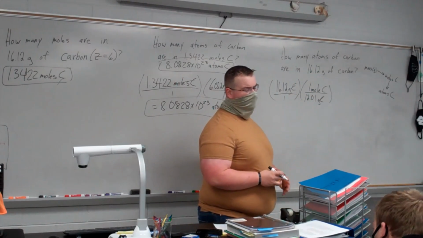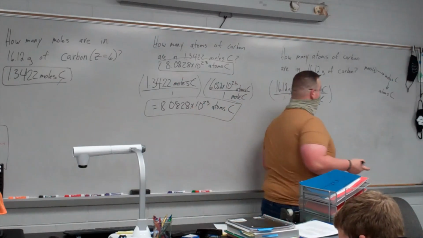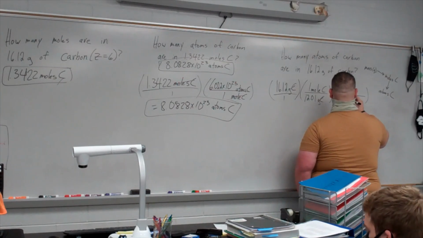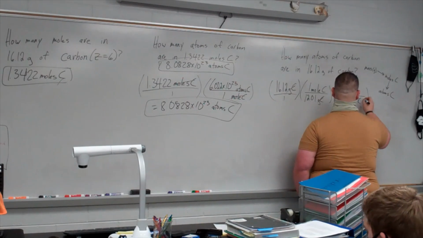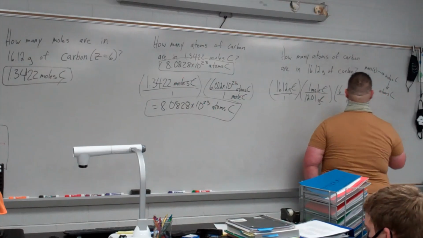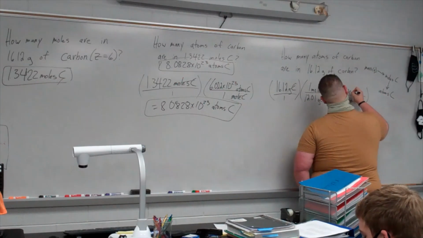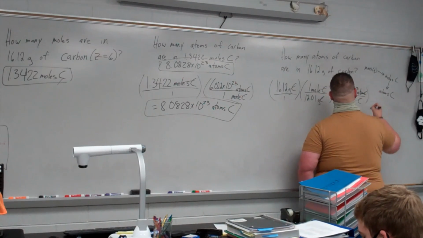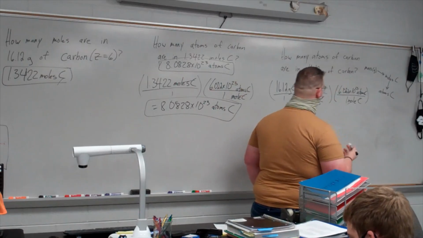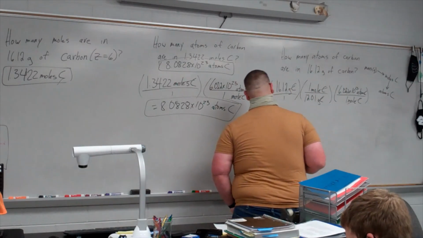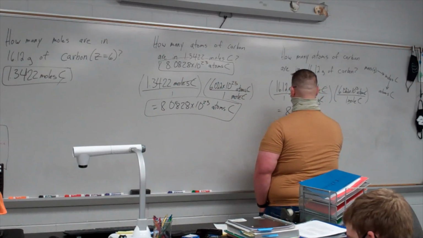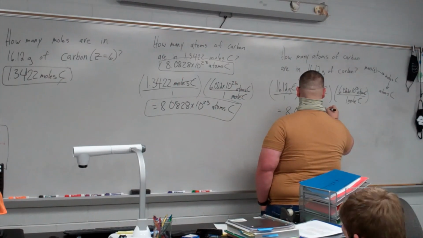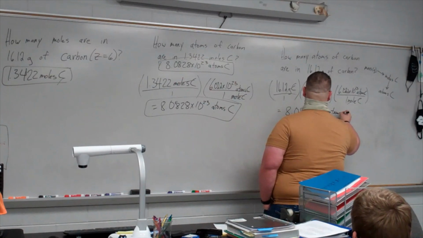Now I got to get from moles to atoms. So I set up another conversion factor. I need moles of carbon to cancel. Moles of carbon goes on the bottom. It cancels them out. I need atoms. So 6.022 times 10 to the 23rd atoms of carbon go on top. I'm left with atoms of carbon, which is what I'm looking for. So you do that calculation, and you should get a magical number of 8.0828 times 10 to the 23rd atoms of carbon.